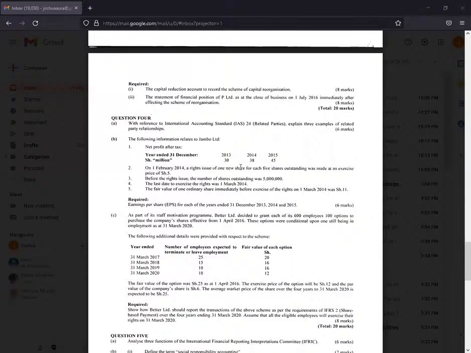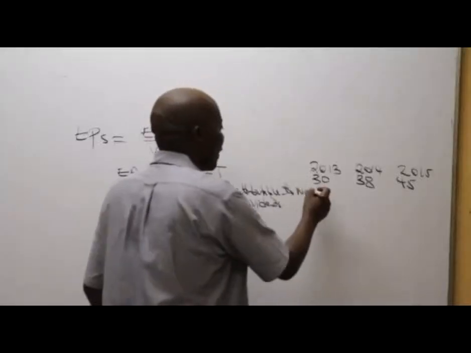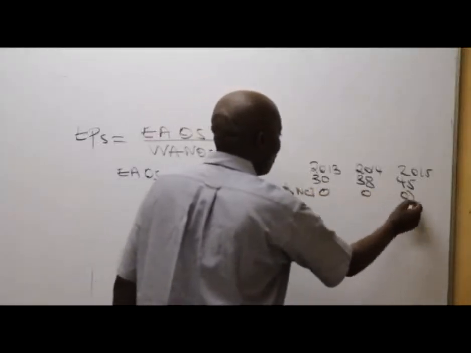Do we have non-controlling interest here? Hakuna, si ni kweli? Hakuna. So hapo kwa non-controlling interest, unakuja straight away. These are low-hanging fruits. Unaweka 0, 0, 0, like that.